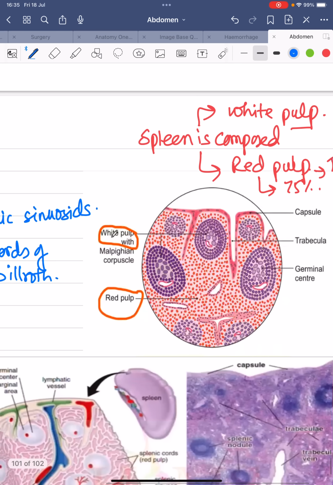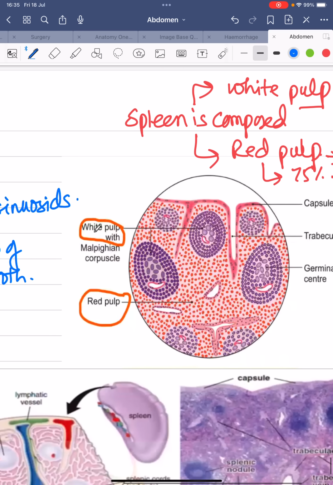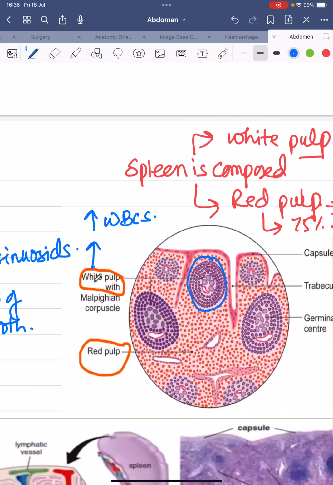What is white pulp? This is your white pulp. White pulp is white because of the increased number of white blood cells. So increased numbers of white blood cells arranged in this manner is known as white pulp. Please remember, white pulp consists of 20 to 25% of the spleen. Okay, it consists of what? 20 to 25% of the spleen.